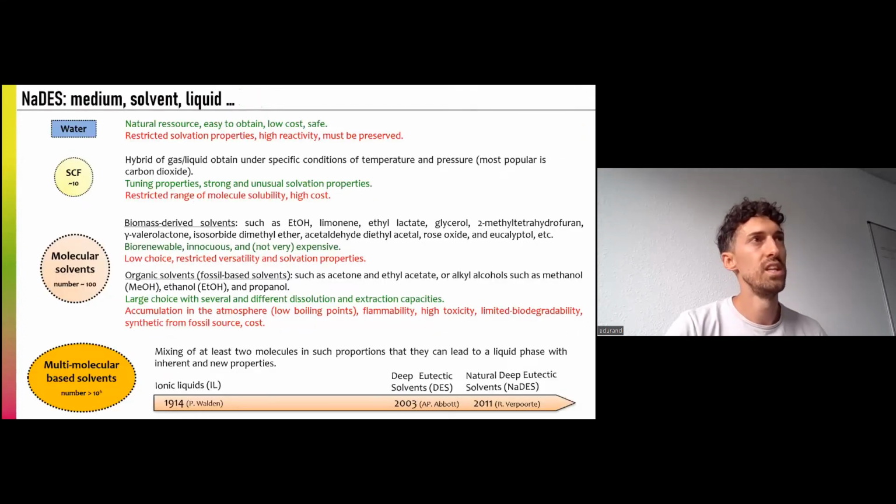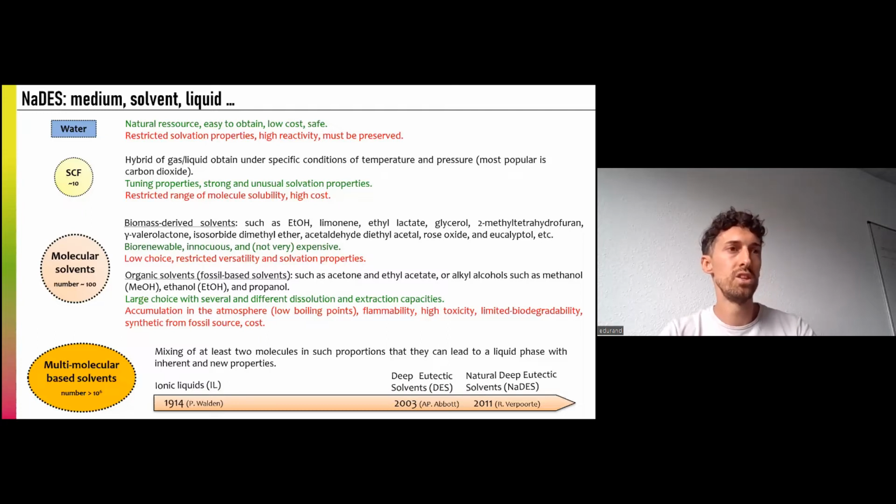So now let's move in detail to NaDES. I know that the network is quite familiar with these liquids, so I will maybe go quickly. We don't know whether we are talking about medium, solvent or liquids, but let's say that there is a huge range of media, solvents and liquids, starting from the simplest one, water, and passing through the supercritical fluids and the molecular solvents, either biomass-derived or fossil-based. And then we move to multimolecular-based solvents, where theoretically the number of possible solvents is very, very high. If we have to find a definition for a multimolecular-based solvent, I would say that this is just a mixing of at least two molecules in different proportions that may lead to a liquid phase with new and inherent properties in comparison to the starting molecules.